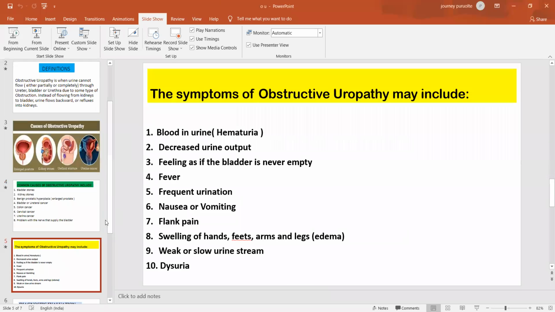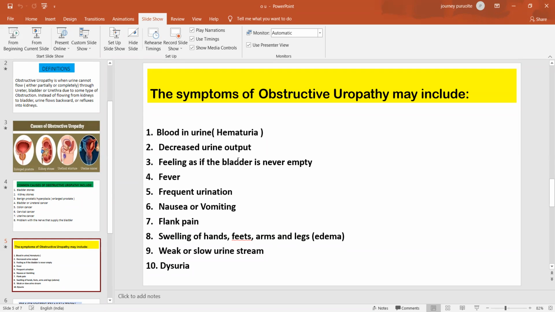So after that, we have the symptoms, okay? We already know the definition. We already know the causes. Now we will focus on the symptoms. If someone has obstructive uropathy, what symptoms and what changes will be seen in the body? So if someone has obstructive uropathy, we will be discussing what type of symptoms he or she can face. So let us discuss one by one.